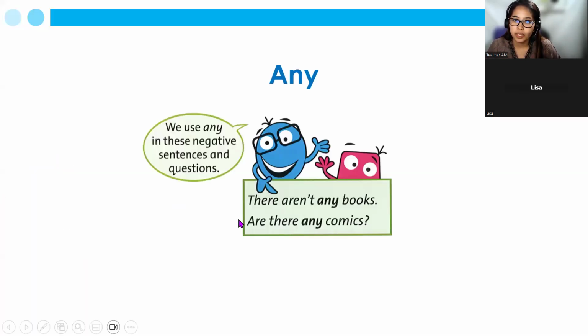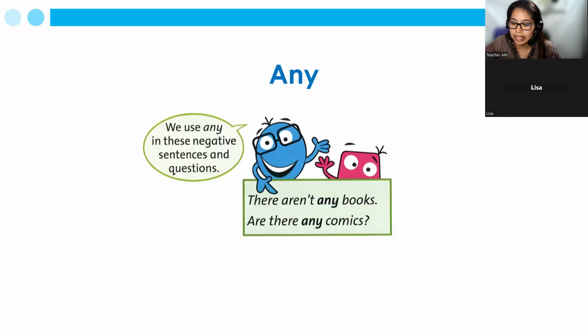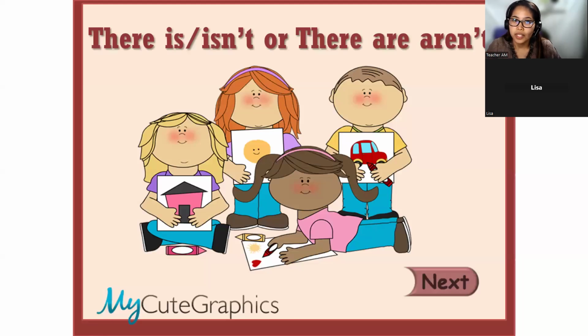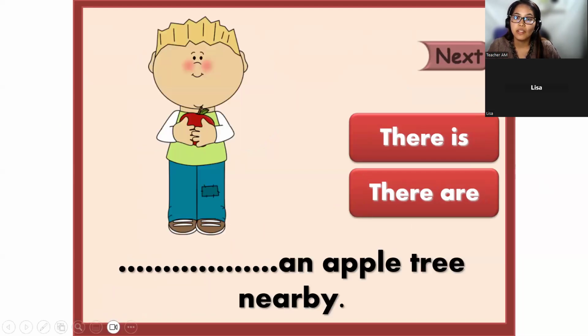So this one. Okay, I think we started with this and we ended with any. So here, there isn't, there is, or there aren't. So let's practice. Look and say, where are the apples? There aren't apples on the ground. Very good. There aren't. What about this?